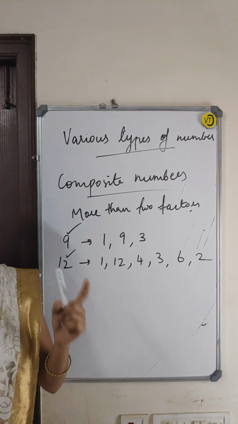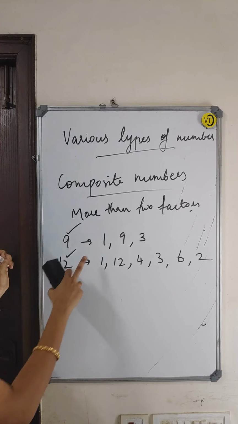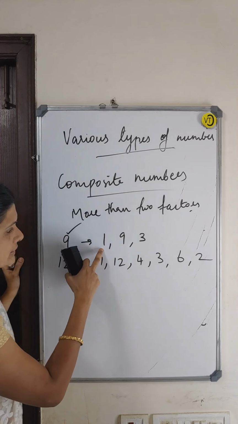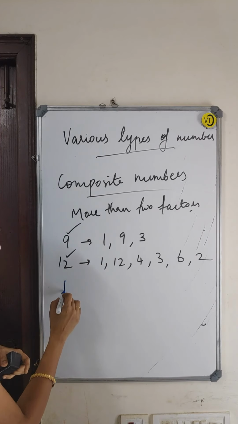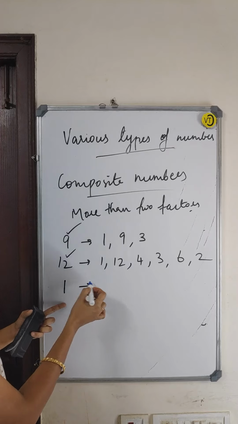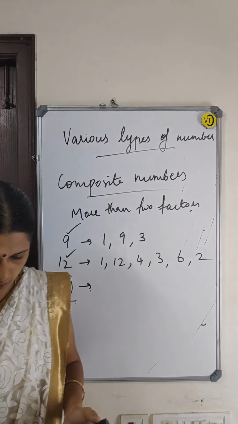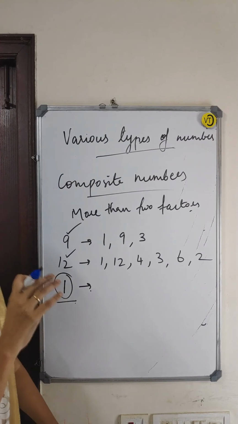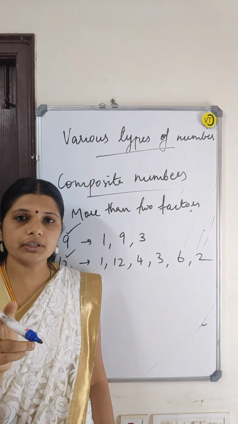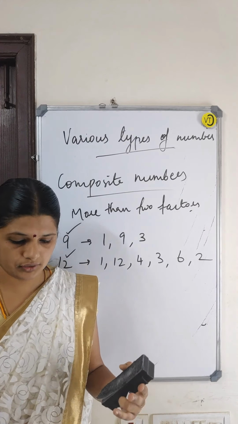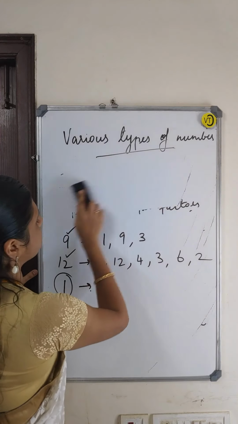And one more thing. 1 is neither prime nor composite. We can tell that 1 is neither prime nor composite. If I take 1, what is it? Nothing. So 1 is neither prime nor composite. And 2 is the lowest prime number. One more fact I am telling you: 2 is the lowest prime number.